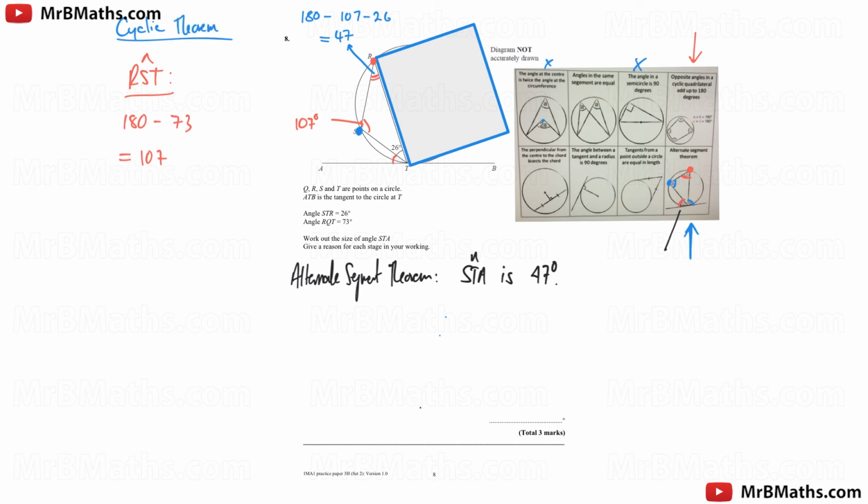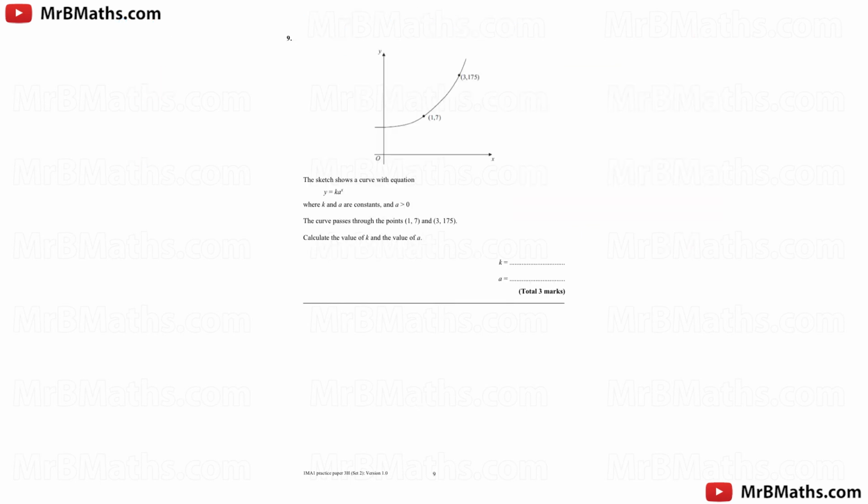Okay, we have this up here, which is angles, a triangle, and of course we have the alternate segment theorem listed here. Right, so question number 9. Sketch shows a curve with equation y equals ka to the x, where k and a are constants and a is greater than 0. The curve passes through points (1, 7) and (3, 175). Calculate the value of k and the value of a.